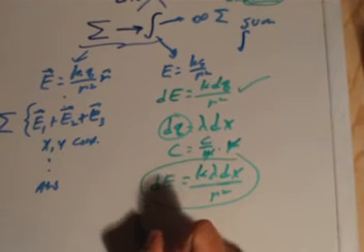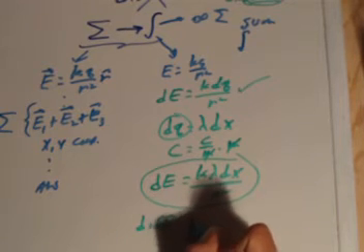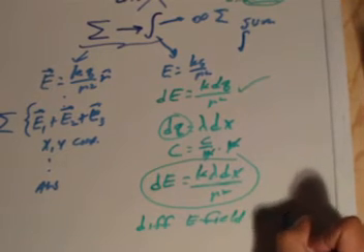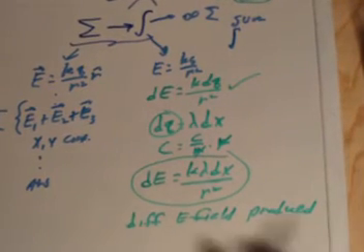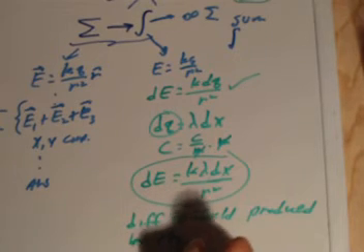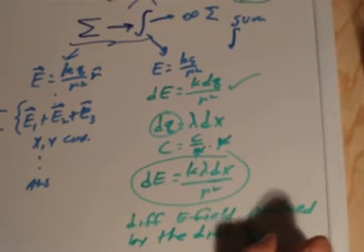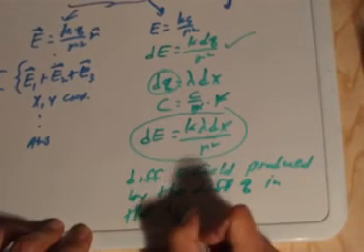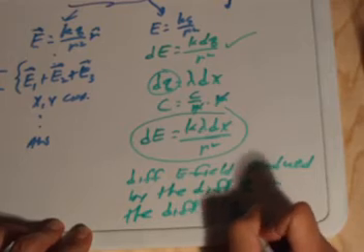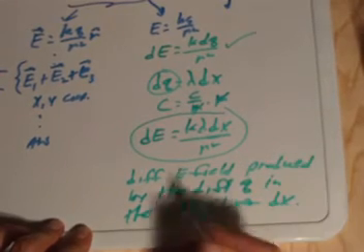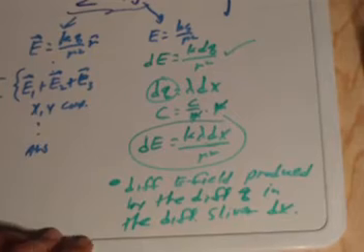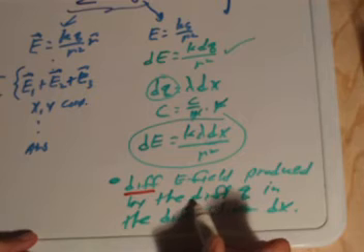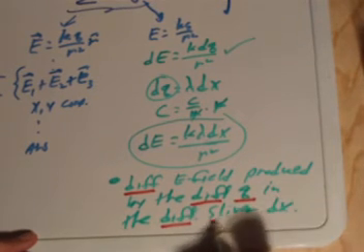So this is the differential E field, and it's produced by the differential charge, the differential Q, in the differential sliver dx. So a lot of differentials in there, but that's exactly what this means. Let's just read it one more time. This dE here is the differential electric field produced by the differential Q that's found in the differential sliver dx.